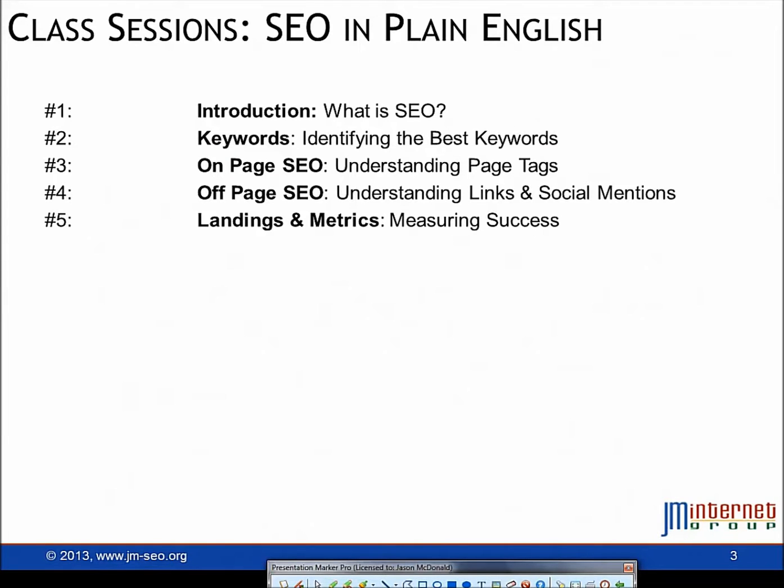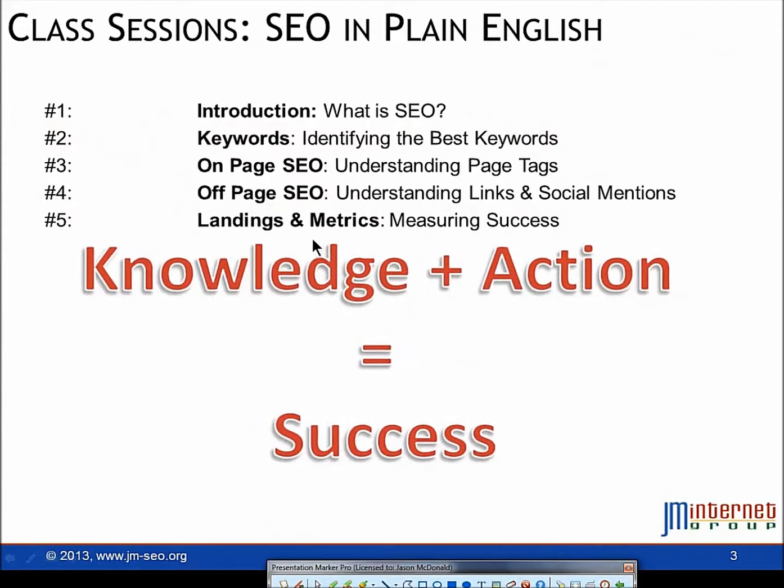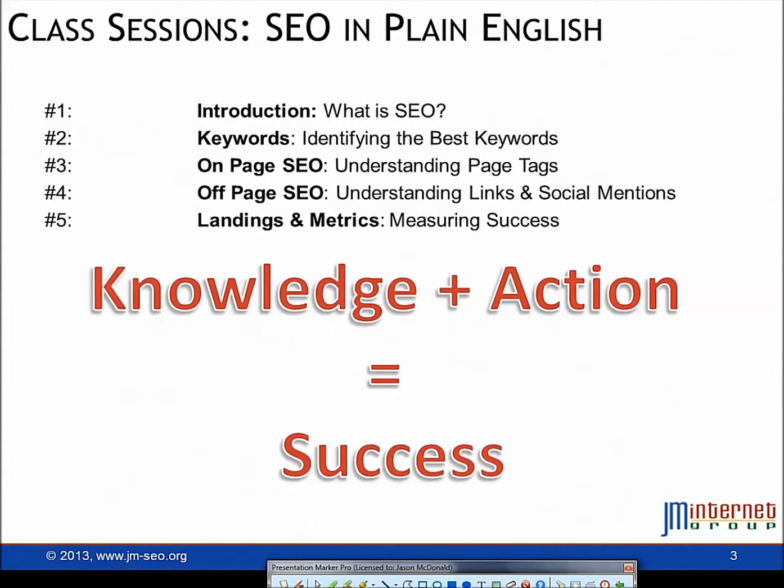So our first class, what is SEO? The game, the resume, the references, the landing. Now we're in class number 2. We're over here on keywords. We're going to focus on our best keywords. Classes 3 and 4 and 5 are all about implementation, on page, off page. We'll talk about landings and we'll wrap up with metrics. Our philosophy is you've got to know the game, you've got to know how the game is played, and you've got to put that into action. That's going to get you to the top of Google.